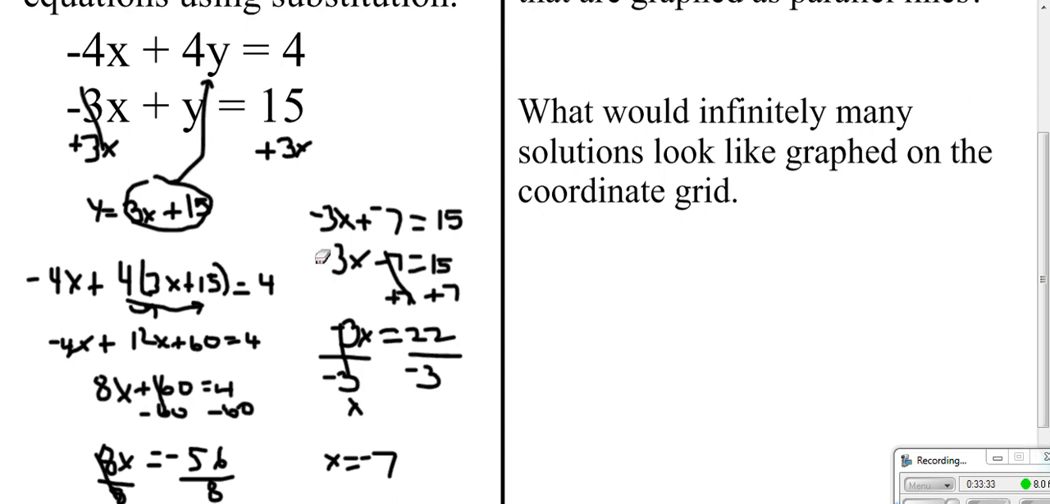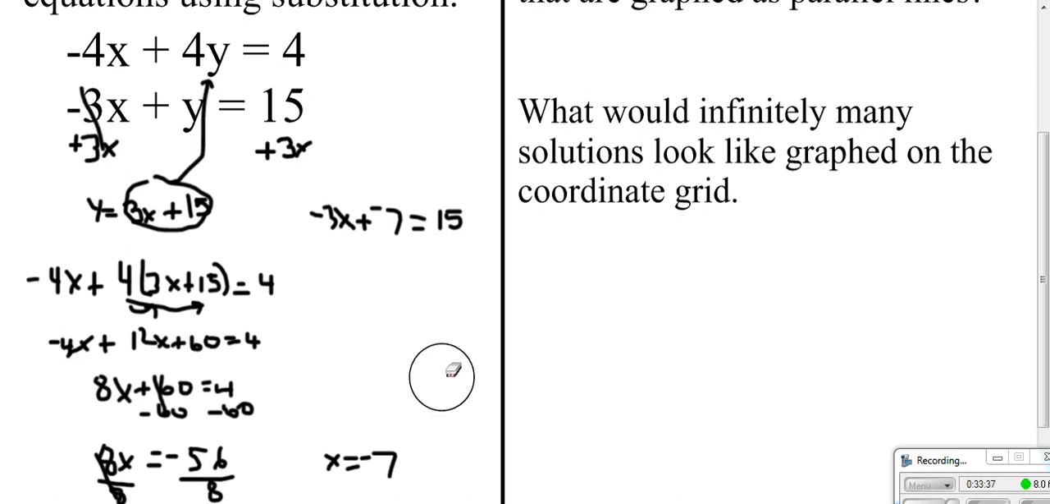So I'm going to erase that. Like that. And yeah, erase the whole thing. All right, so that was a mistake. Negative 3x plus y equals 15. I was wondering why it wasn't working out right there.